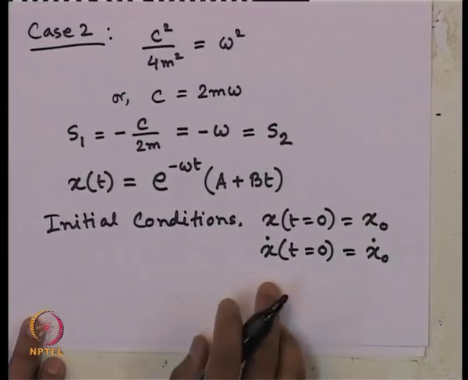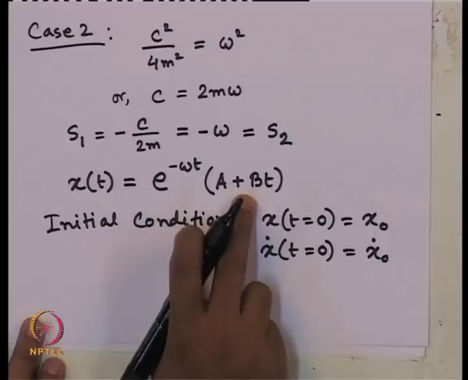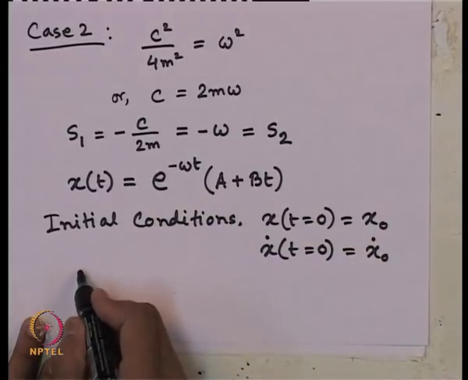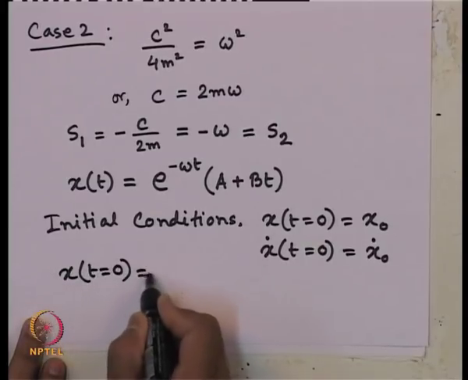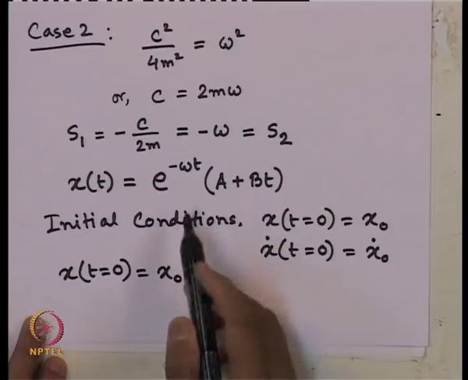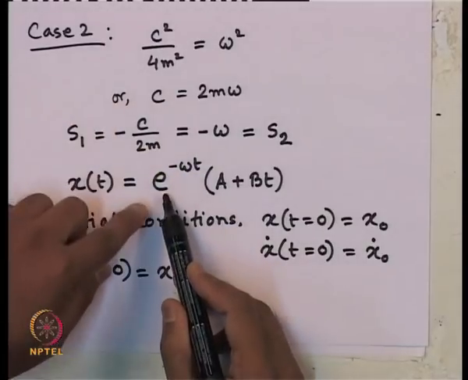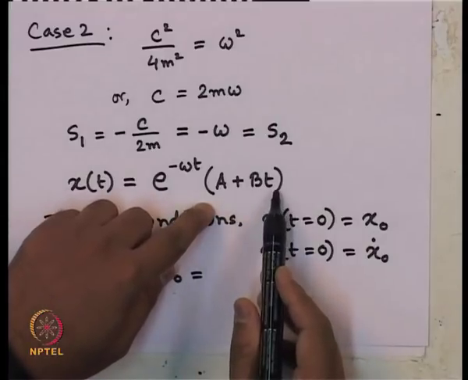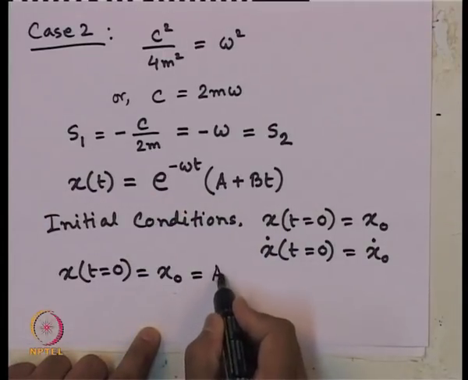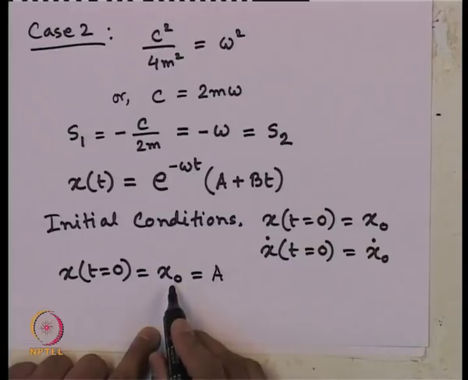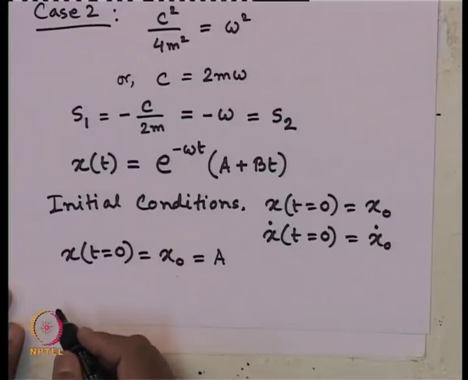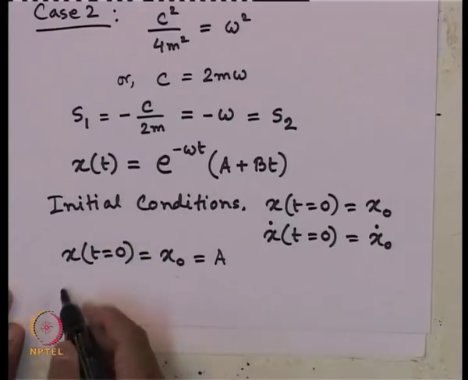If we put this form of the solution at t equals 0, what do we get? x at t equals 0, which is x naught, equals, if we put t as 0, this becomes 1, a plus b times 0. So, only a. So, the constant a is nothing but x naught. And now, we differentiate this expression.